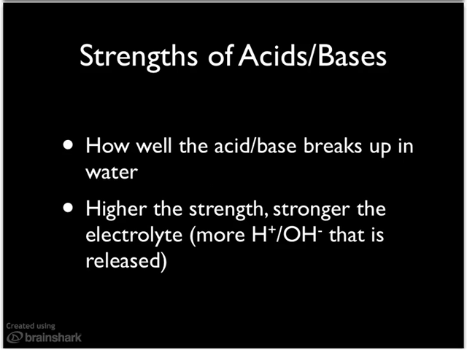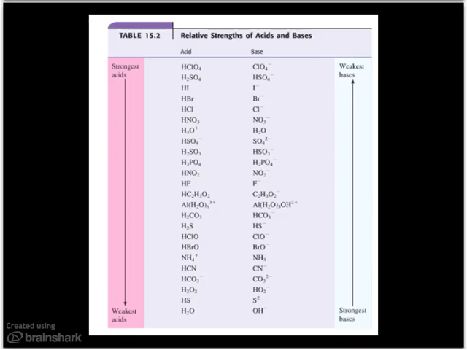So let's just go over first what strengths of acids and bases are. It's basically how well the acid or base can break up in water. So if you were to put an acid or a base in water, how well is it going to ionize? And this is also known as how good of an electrolyte something is. If it's a strong electrolyte, that means it easily breaks up in water. If it's a weak electrolyte, that means it doesn't break up well in water. Basically, the higher the strength, the stronger the electrolyte is going to be, so the more H plus or OH minus you'll get within that particular reaction.